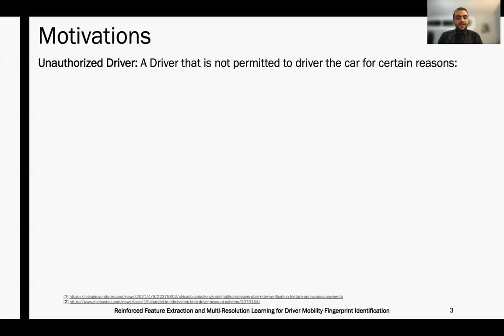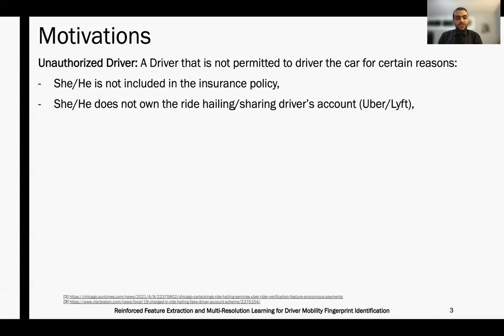So first, I would define unauthorized driver, which is a driver that is not permitted to drive the car for certain reasons. For example, she or he is not included in the insurance policy, or she or he does not own the ride-hailing or sharing driver's account. For example, on Uber, you are not allowed to share your account. And another example is that when you rent a car, other people that are not on the driver's list are not allowed to drive the car. So these are all examples of unauthorized drivers.